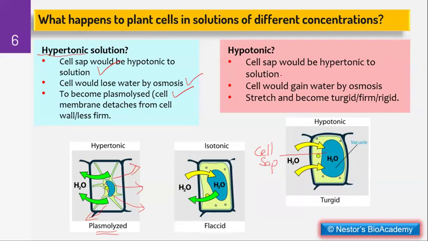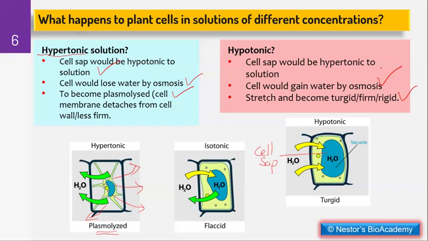But in a hypotonic environment, this means we now place the plant cell in a hypotonic environment, meaning the solution is now dilute compared to the cell sap, so the cell will instead gain water by osmosis, and as it gains water by osmosis, it stretches and becomes turgid, or very firm. We will later on look at the significance of this turgidity or firmness, or the rigid state that the plant cells obtain once they gain water by osmosis.